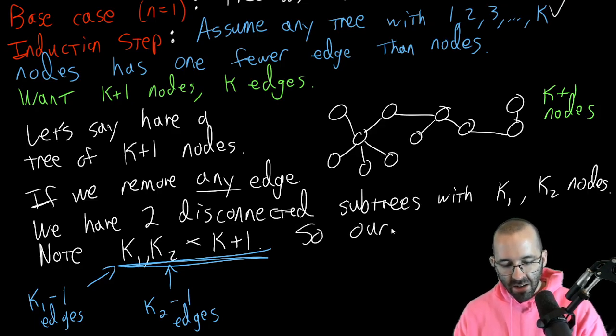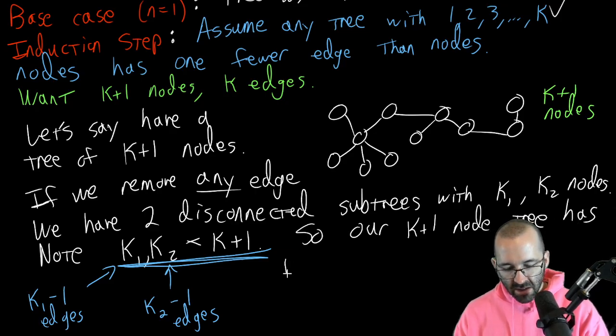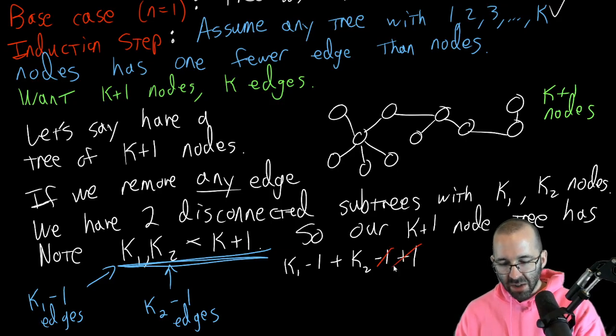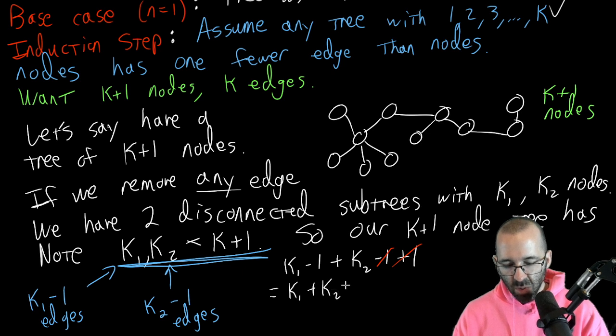Right? So our k plus 1 node tree has K1 minus 1 edges, plus K2 minus 1 edges, plus that edge we removed. What is that? Well, the minus 1 and the plus 1 cancel. We're left with K1 plus K2 minus 1. How does that help us?